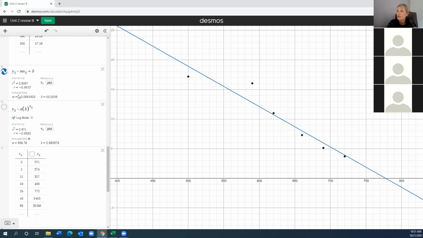So the linear here is, my slope is -0.068. My y-intercept is about 53.0026. It does say use 2 decimal places. And then our correlation coefficient is -0.9522. So let's just write that down on our paper.